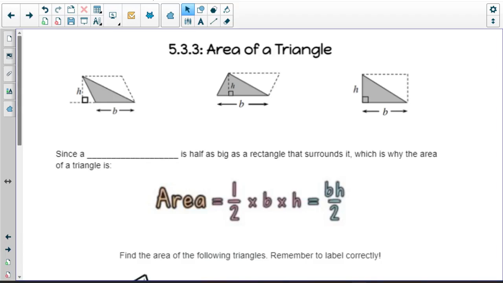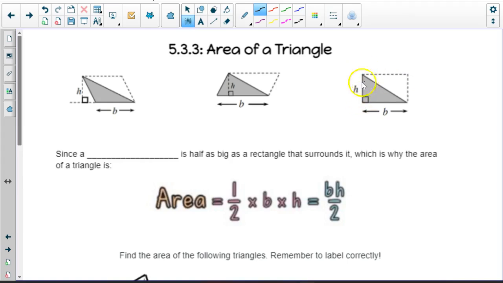For 533, we're going to be looking at area of a triangle. So if you look up here, there's a couple things that we want to look over before we get started. In different triangles, they can show you the heights in different places. So let's look at this one to the far right. Here, the height of the triangle is actually the side of the triangle.